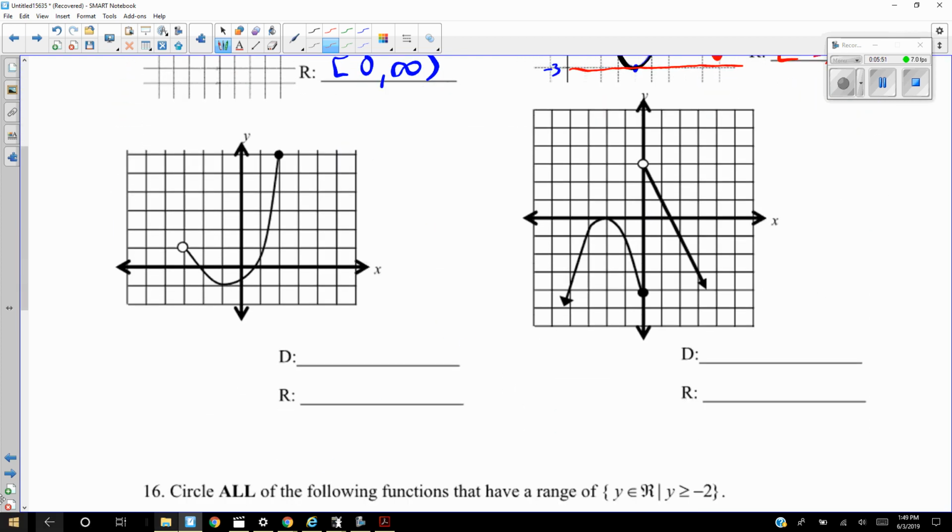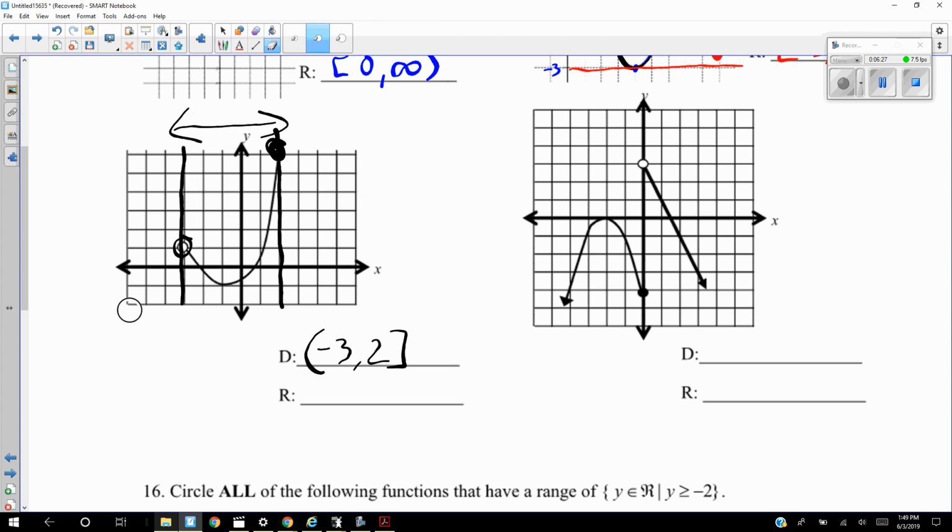All right, here we got a couple tricky graphs. Notice we have an open dot. Remember what an open dot means. So first, domain. Graph is definitely not going left and right forever. It has a leftmost point. It has a rightmost point. So that leftmost x value is at -3, and the rightmost x value is at 2. We'll put a bracket around 2 since it has a closed dot. We'll put a parenthesis around -3 since it has an open dot. Remember, that means it's not including that number.